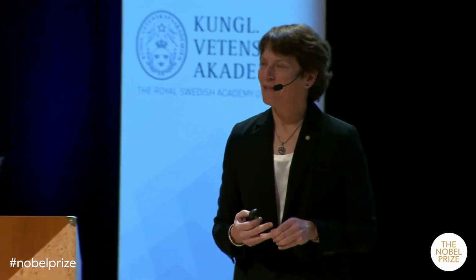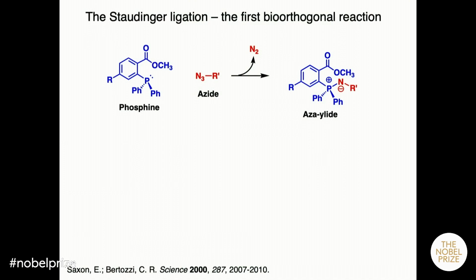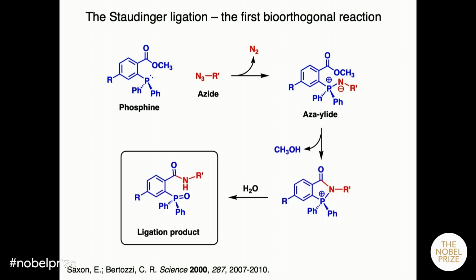And one of my graduate students, Eliana Saxon, who joined my lab around 1998, came up with the solution to the problem. She made a simple modification of triphenylphosphine, introducing this methyl ester. So now, when the phosphine reacts with the azide to form this azaylide, the nitrogen atom, which is nucleophilic, can attack the ester in an intramolecular reaction, very rapidly forming this cyclic product.